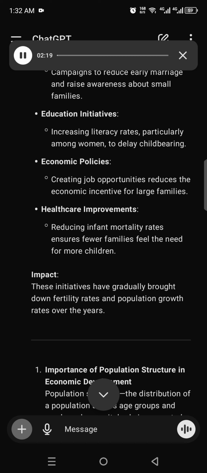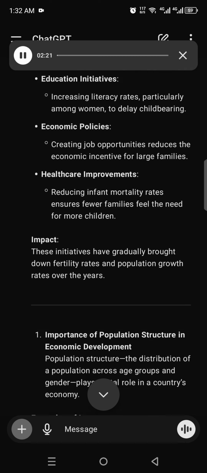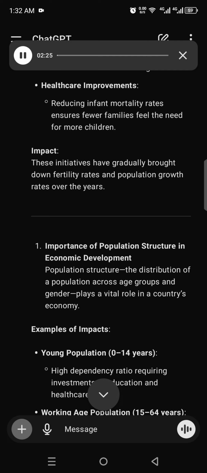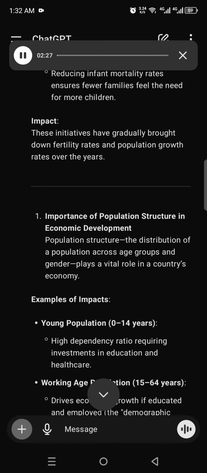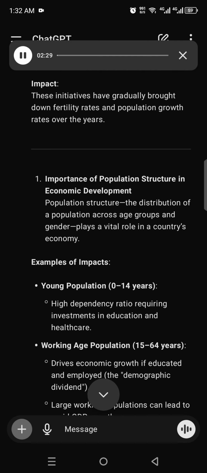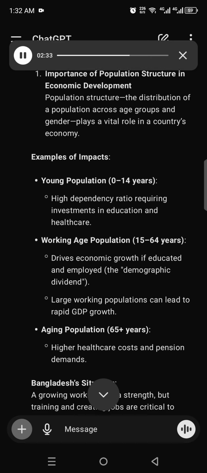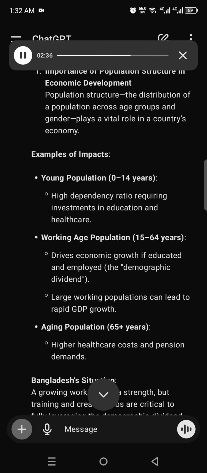24. Importance of population structure in economic development. Population structure, the distribution of a population across age groups and gender, plays a vital role in a country's economy. Examples of impacts: young population, 0 to 14 years, high dependency ratio requiring investments in education and healthcare. Working age population, 15-64 years, drives economic growth if educated and employed, the demographic dividend.